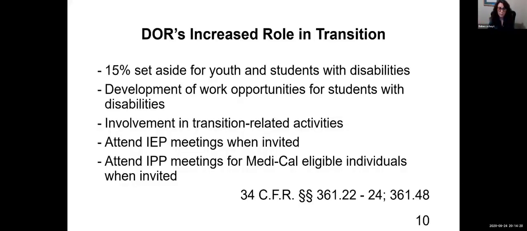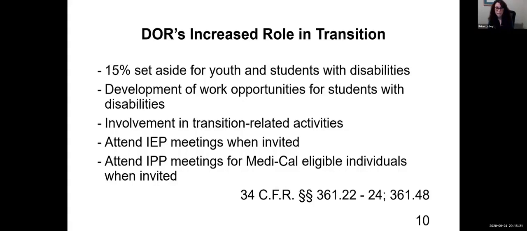WIOA also focused on increasing the Department of Rehabilitation's role in transition. Doing that, it requires that state vocational rehabilitation programs spend 15% of their budget on student services. It also requires that they develop work opportunities and experiences for students with disabilities and increases their involvement in the transition planning process. So in California, we have what is called the blueprint, of which DRC was a stakeholder in. And it's an agreement between the CDE, the Department of Developmental Services, and the Department of Rehabilitation.